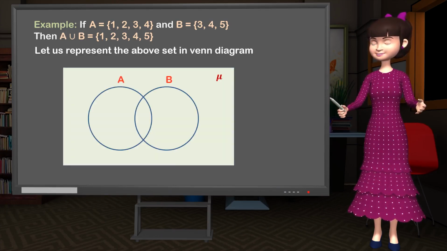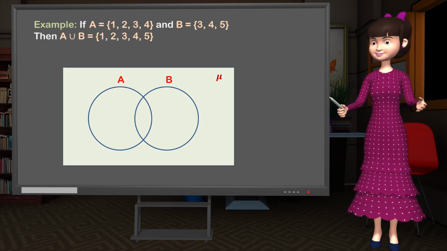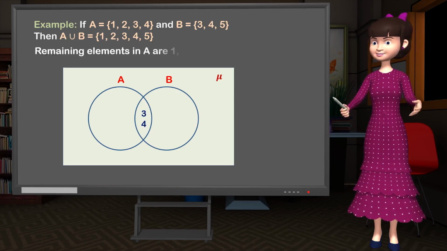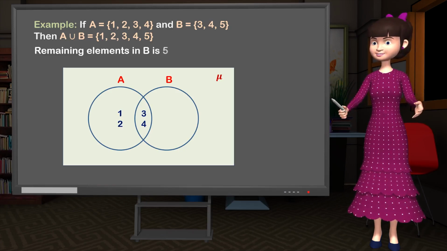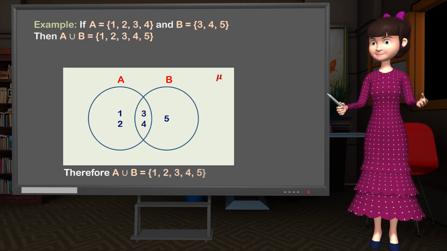In set A, we can observe 1, 2, 3, 4 and in set B, we can observe 3, 4, 5. Common elements in both the sets A and B are 3, 4. Remaining elements in A are 1, 2. Remaining element in B is 5. Therefore, A ∪ B = {1, 2, 3, 4, 5}.